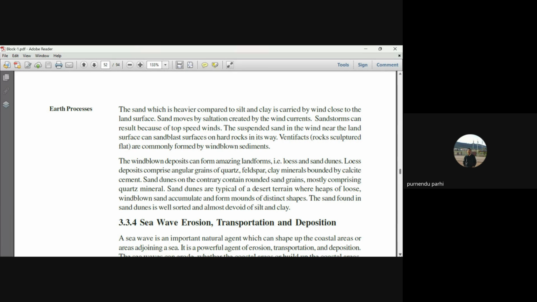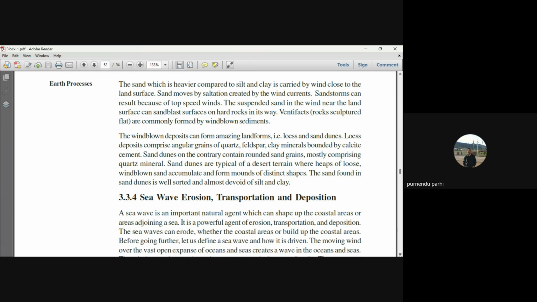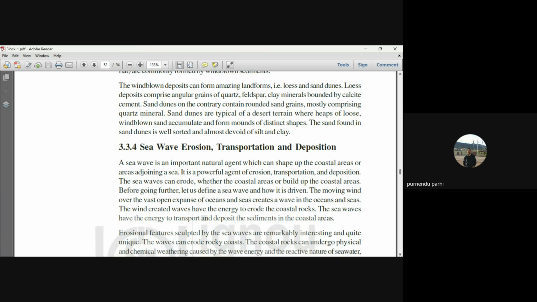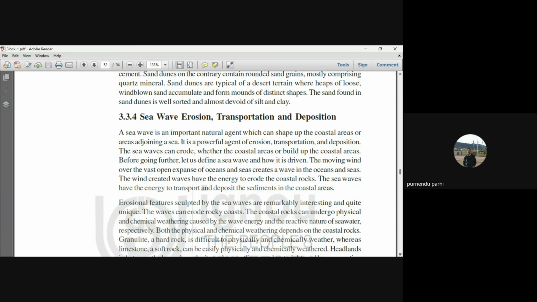Sea wave erosion. So erosion can take place by wind, also by river, and now by sea. The sea wave erosion, transportation and deposition. A sea wave is an important natural agent which can shape the coastal areas, or areas adjoining the sea. It is a powerful agent of erosion, transportation and deposition. The sea wave can erode the coastal areas or build up the coastal areas.